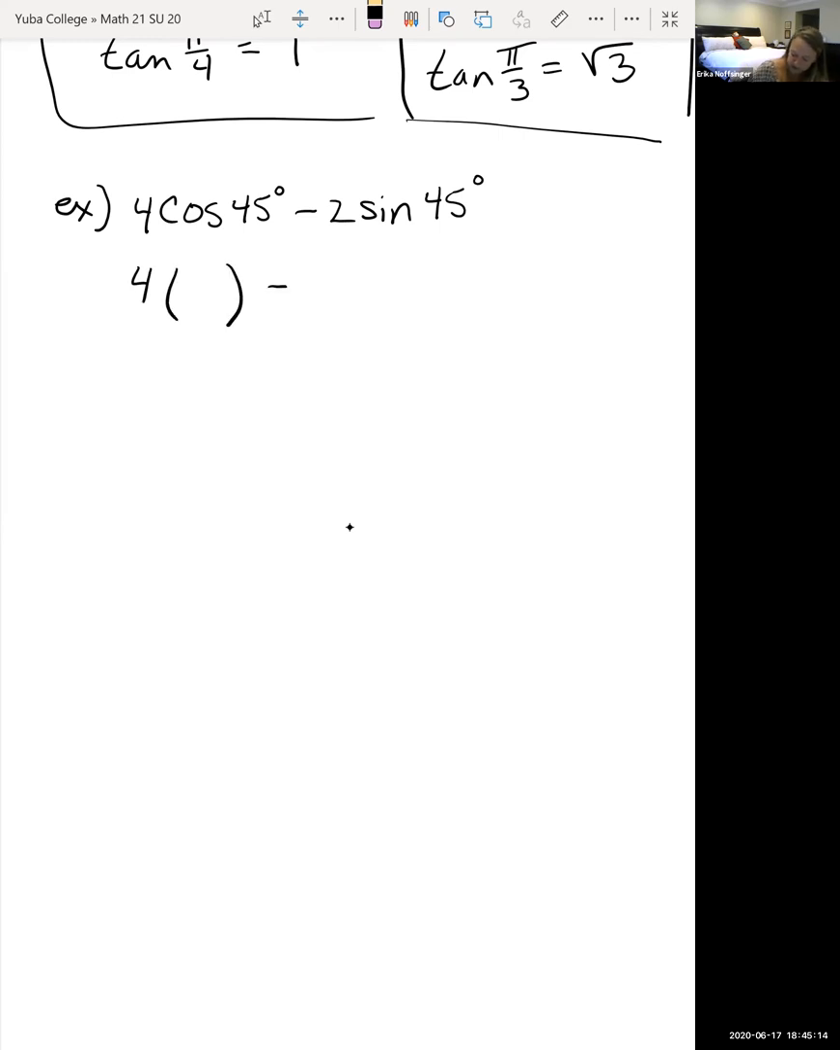Minus, and I'll just put a parentheses there, minus 2, and then we're looking at sine of 45 degrees. And I'll put a parentheses there. So 45 degrees, cosine is what? So root 2 over 2. And sine of 45 degrees is also root 2 over 2.